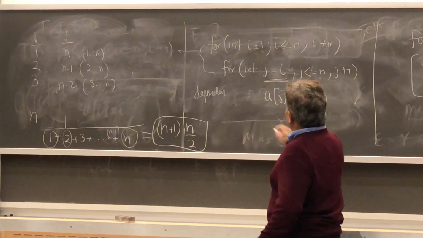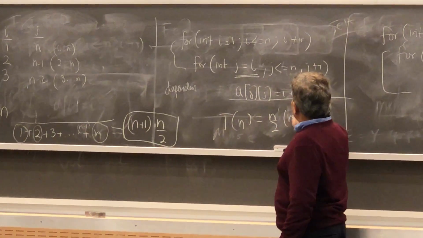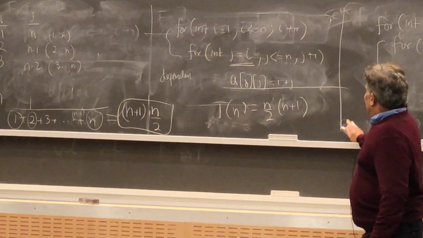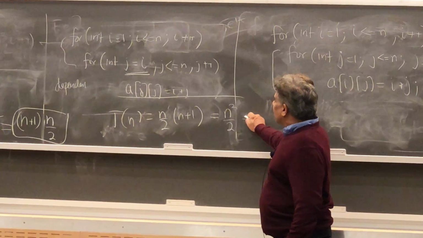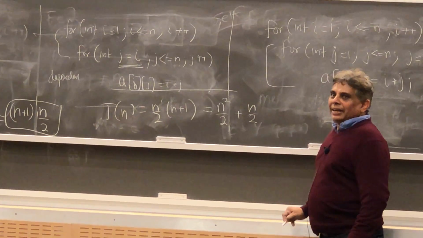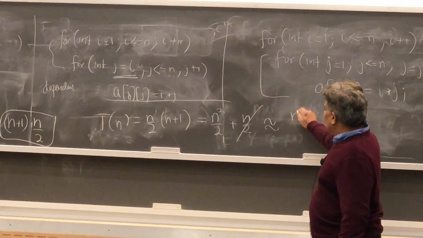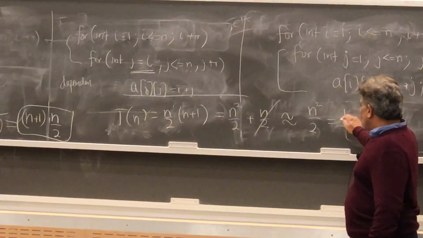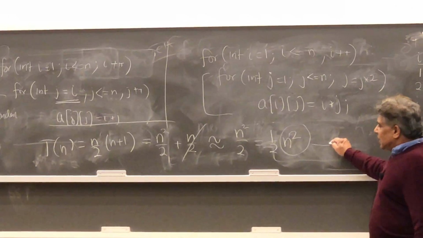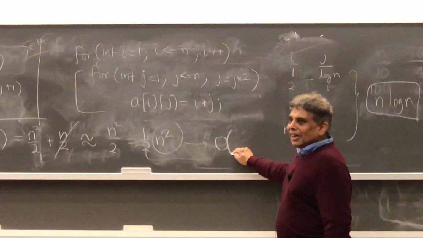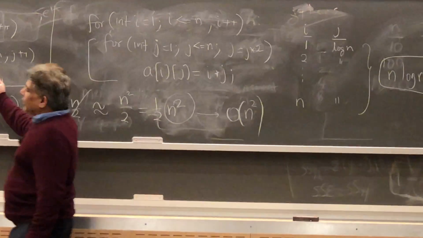So you can just say something like this. Then in that case, T(n) is going to be n over 2 times n plus 1. If you expand it, just algebra, n squared over 2 plus n over 2. In Big O analysis, you drop the low order terms, so it becomes n squared over 2, which is the same as 1/2 n squared. Now to find Big O, all you do is drop the coefficient, and we say this algorithm is Big O of n squared.